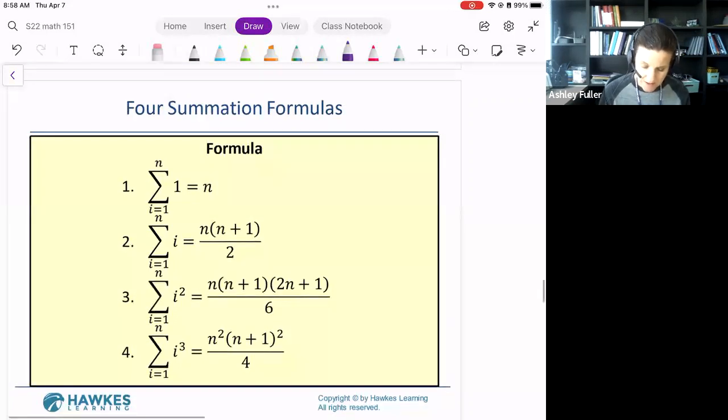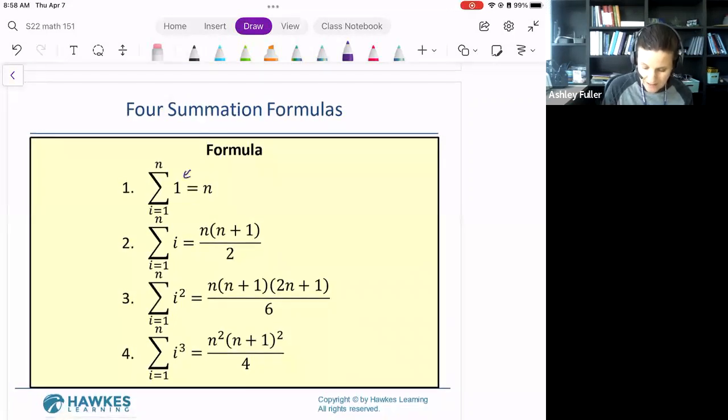If we're trying to just sum the value of 1 n times, it just becomes n. We're not actually changing any values. We're just adding 1 plus 1 plus 1 n times. If we're adding up i from 1 to n, it's going to become n times n plus 1 over 2. We'll show the proof of that here shortly. The summation of i squared, here's a shortened formula for calculating the summation, and then i cubed is right here.